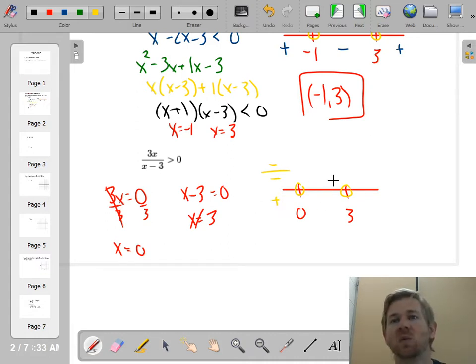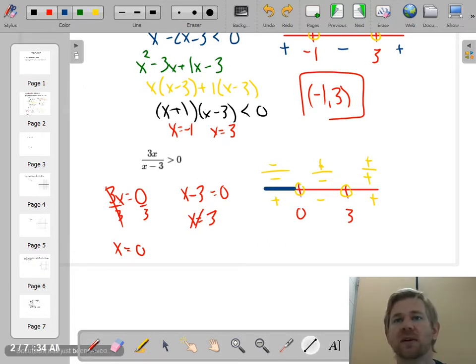If you pick something like 1, 3 times 1, that's positive in the top, and 1 minus 3 is negative in the bottom. So if you have a positive divided by a negative, that's going to be negative. If you pick something bigger than 3, like 10, 3 times 10, that's positive. 10 minus 3, that's positive, so their quotient will be positive. Now we're asked to find where this is greater than 0, so that's the positives. So I'm going to find the intervals in which this is positive. The intervals in which this is positive are here and there.